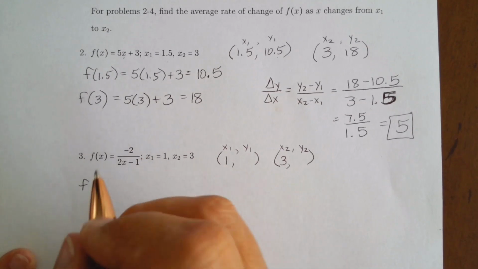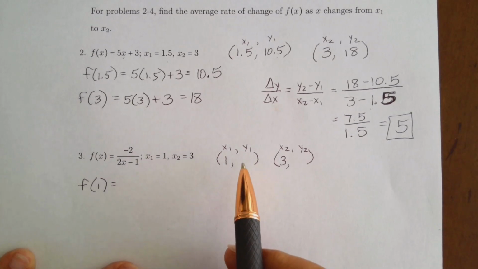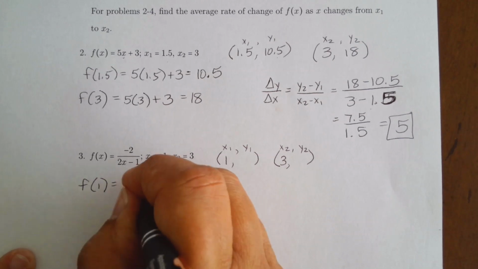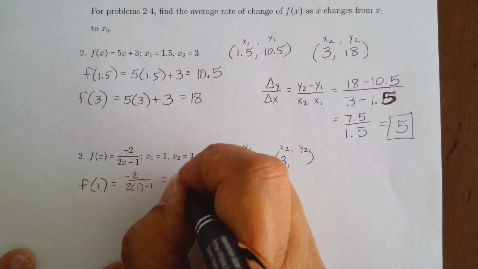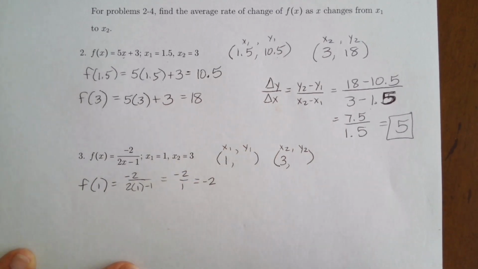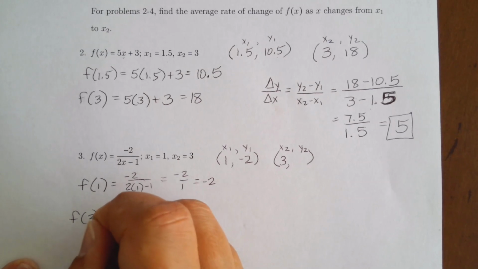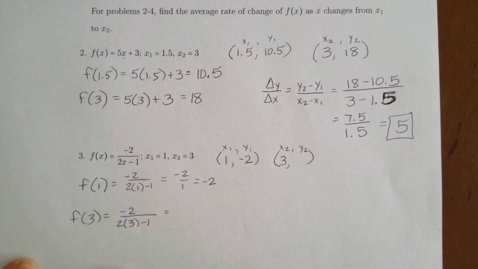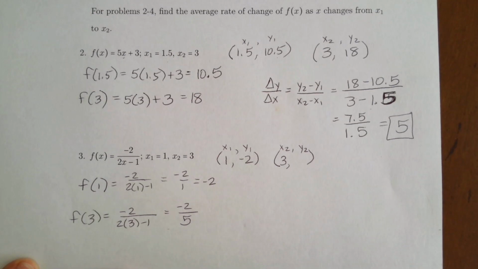So we're going to do f of 1. Okay, so we're going to put 1 in here to find the y value for 1. So negative 2 over 2 times 1 minus 1. That gives you negative 2 over 2 minus 1 is 1. So negative 2. Okay, so there's your y value for 1. And then you're going to do the same thing for 3. Find f of 3 in the function. Negative 2 over 2 times 3 minus 1. That gives you negative 2 over 6 minus 1 is 5. So negative 2/5.